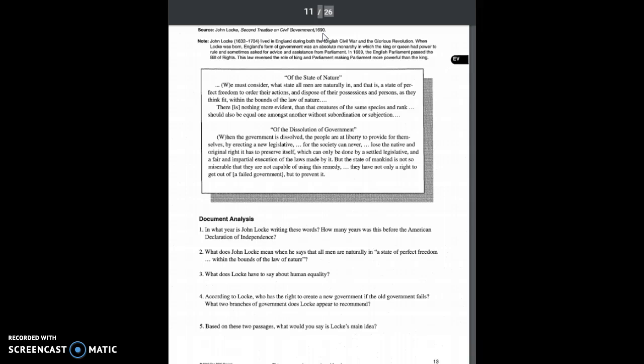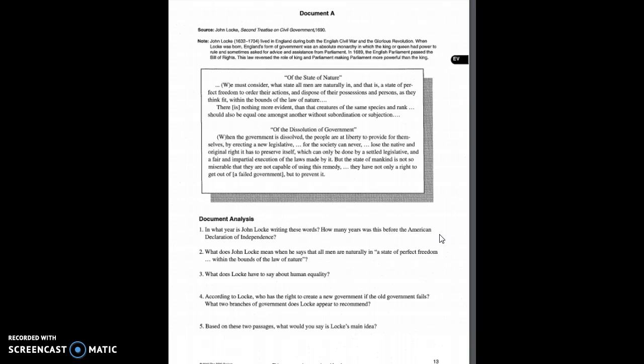before the writing of the Declaration of Independence, which Thomas Jefferson is going to write, the world's most famous breakup letter that's going to establish the United States is no longer wanting to continue its relationship with England. Number 2, what does John Locke mean when he says that men are naturally in a state of perfect freedom within the bounds of the law of nature?